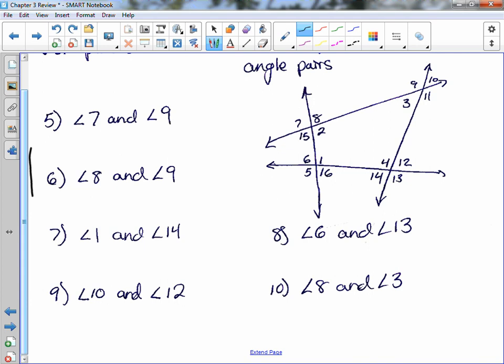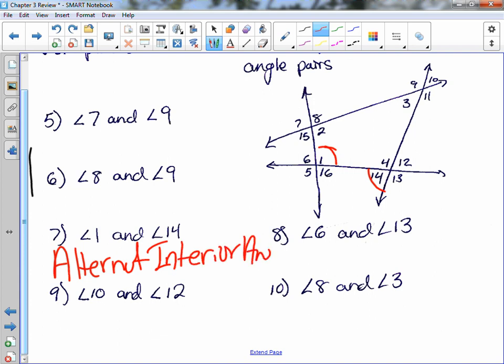Number 7, so we have 1 and 14. So 14 is down here, 1 is here. This would be alternate interior angles, because they're between the two lines and they're on opposite sides of the transversal, the line cutting it.